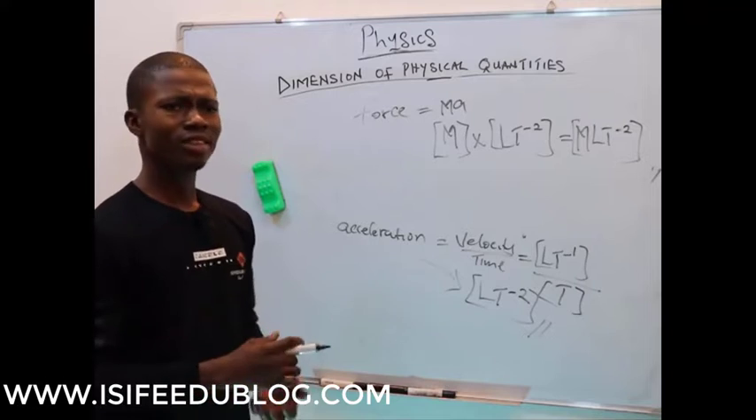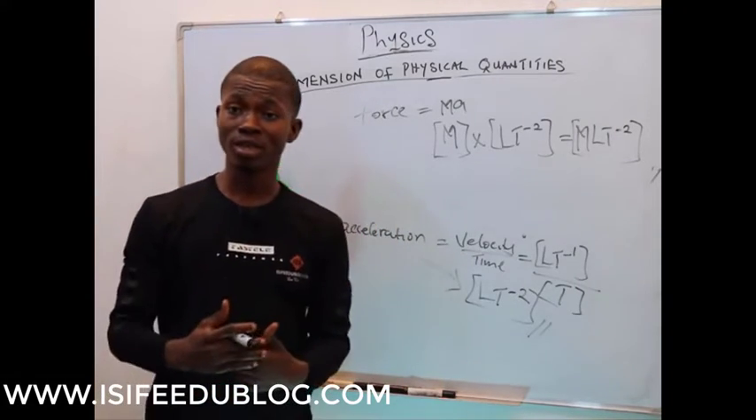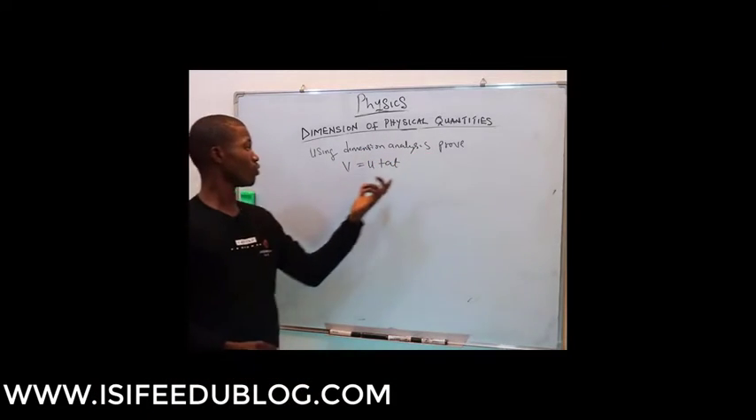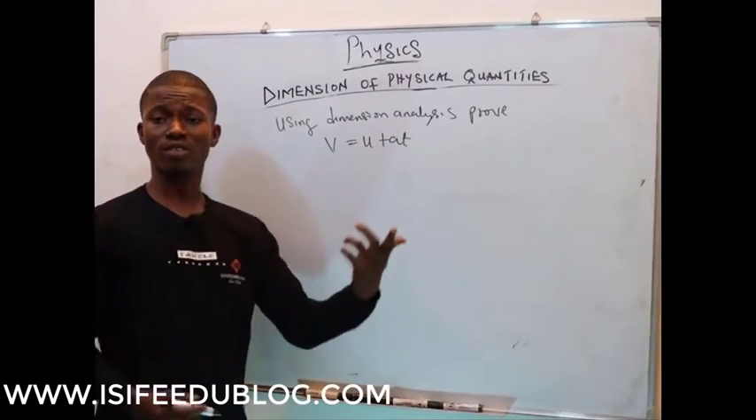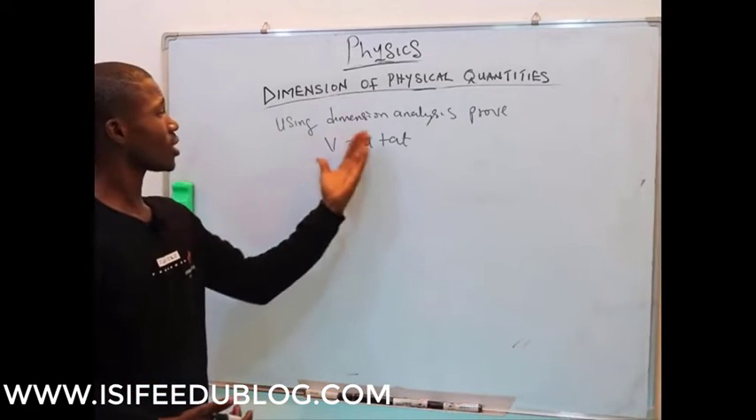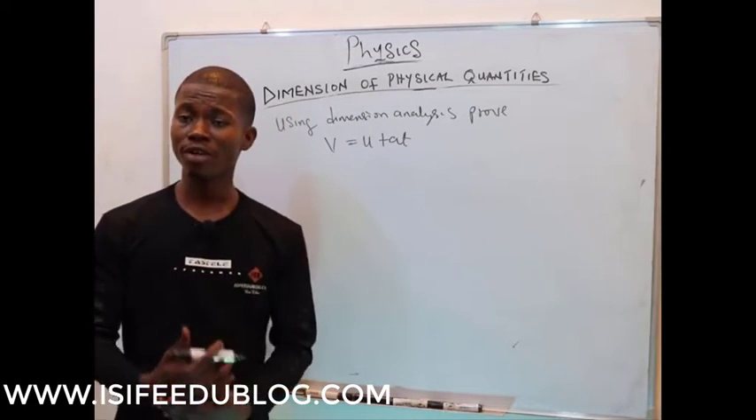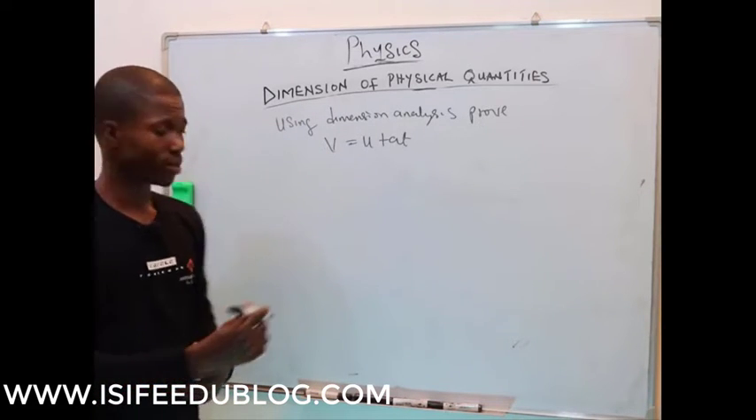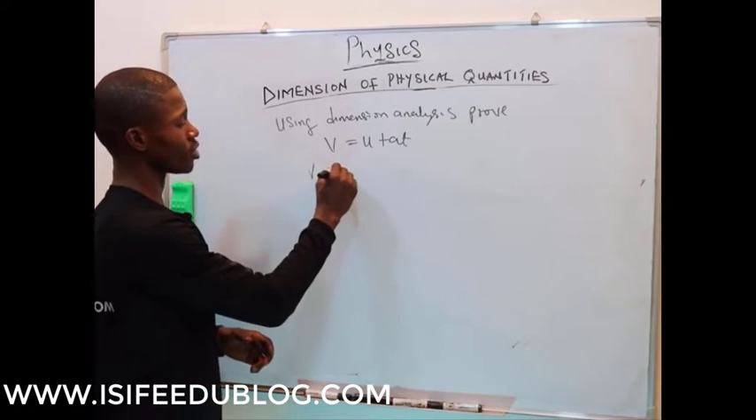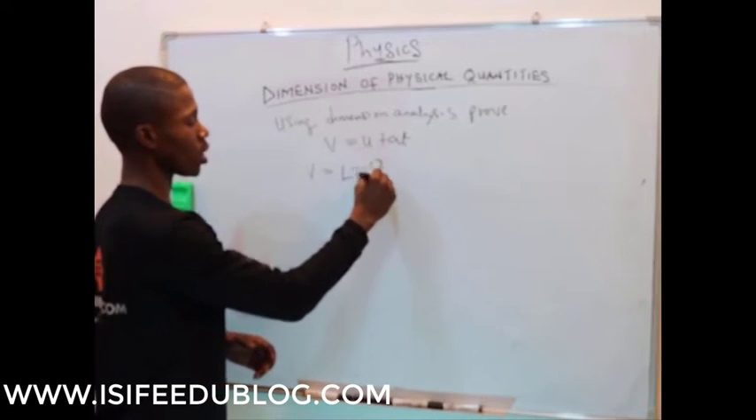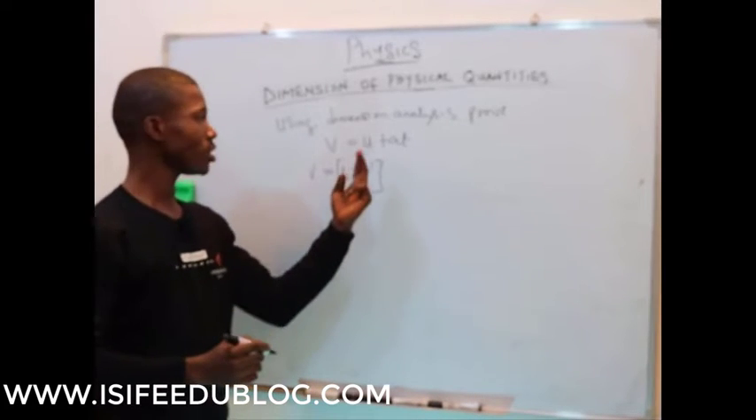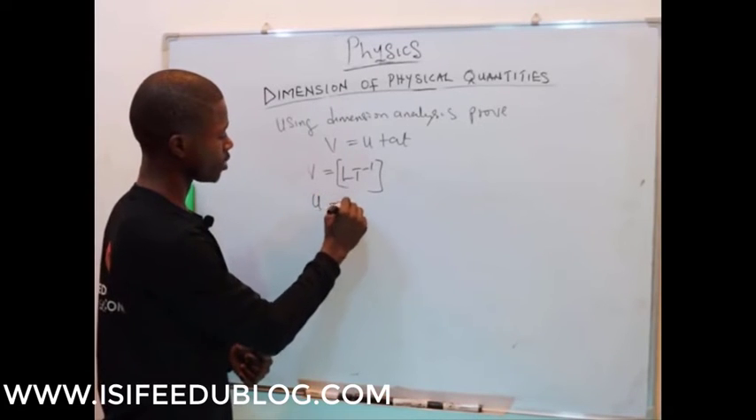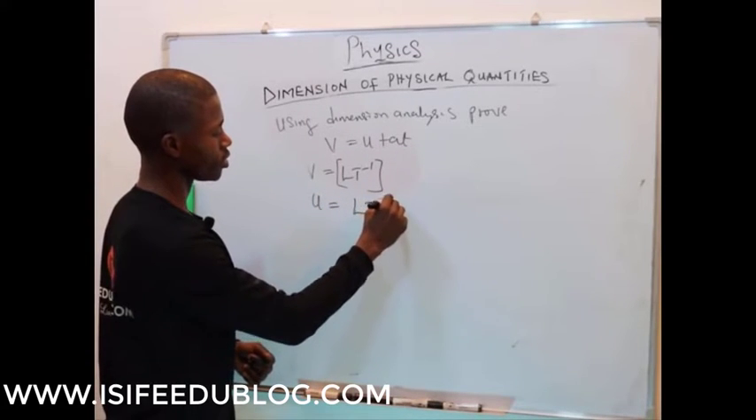So dimension plays a very important role again. It can be used to verify or check formulas. Using dimension analysis, prove that V is equal to U plus AT. As we know, dimension analysis is a way of verifying formulas. V is our final velocity, and velocity has a dimension of LT minus 1. U is our initial velocity, which has the same dimension as our final velocity.